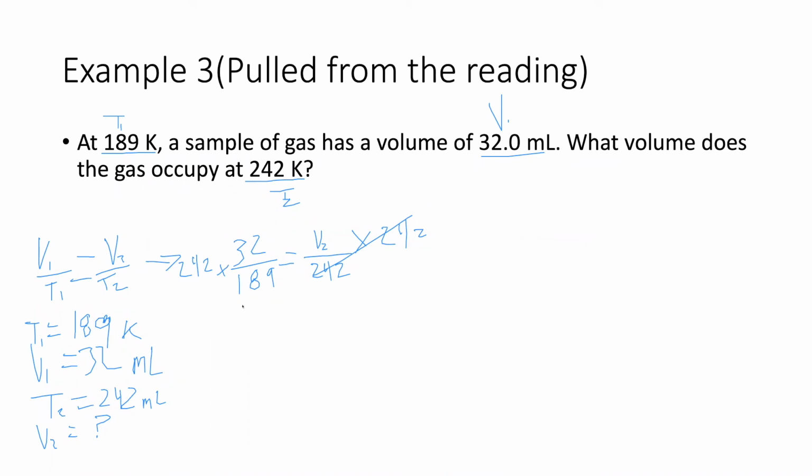So first, you can do 32 divided by 189, which gives you 0.17. And then you do 0.17 multiplied by 242. Once you get that, that's going to be your answer, which in this case, I got 41. Because it's volume, I'm going to do milliliters, is the value of V2.